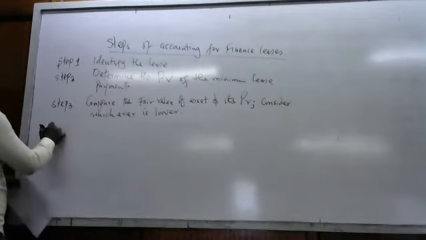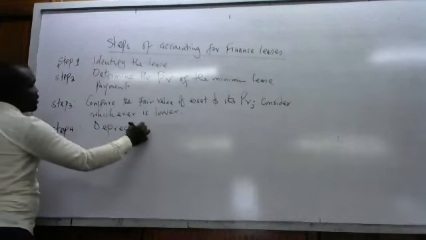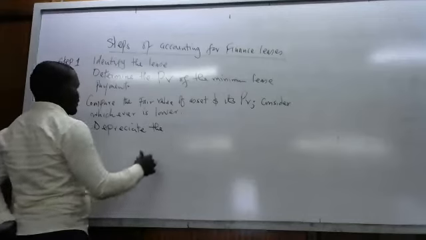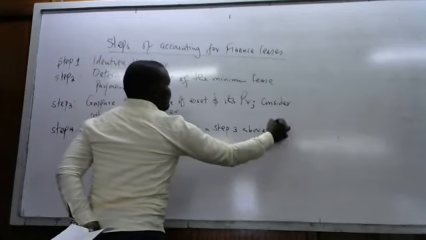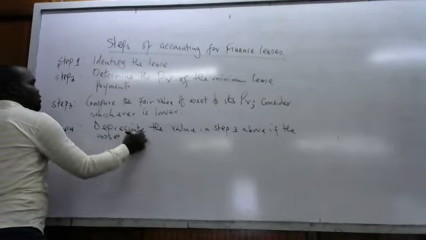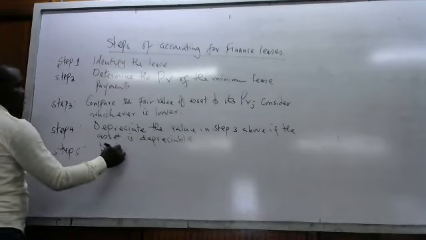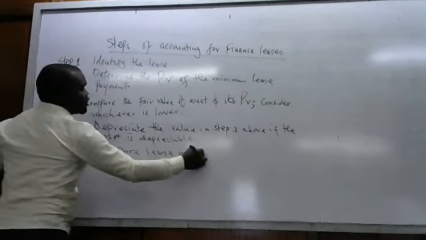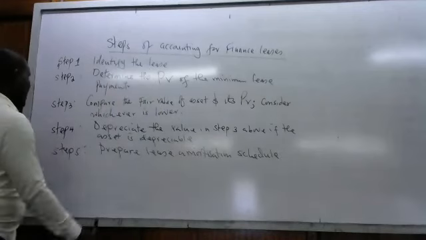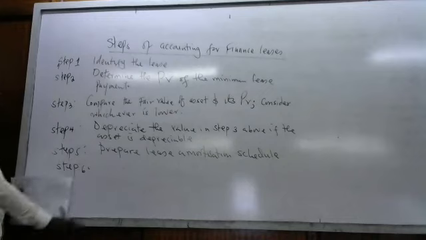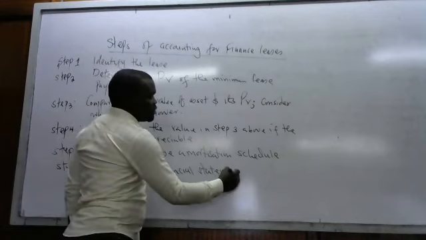Then step 4. Step 4. Depreciate the value in step 3 above if the asset is depreciable. Then step number 5, you prepare lease amortization schedule or lease repayment schedule. And finally, step number 6, you prepare financial statements extracts.